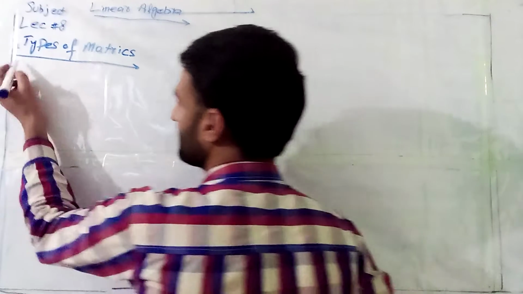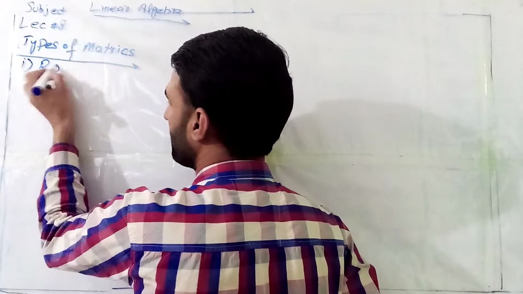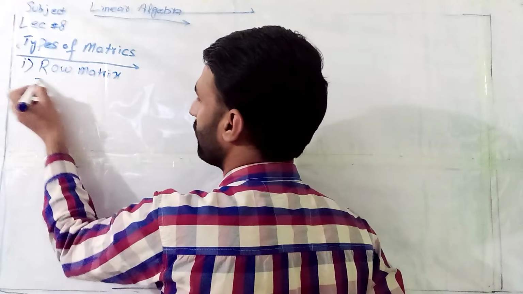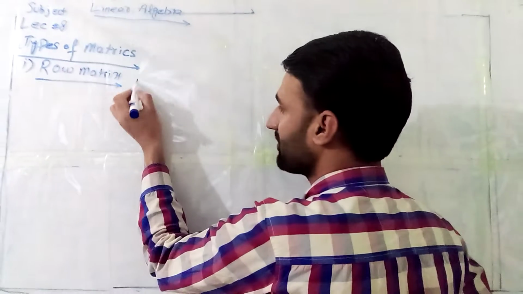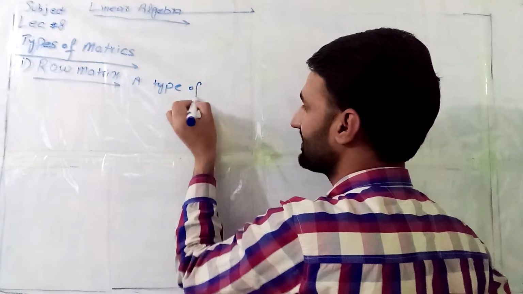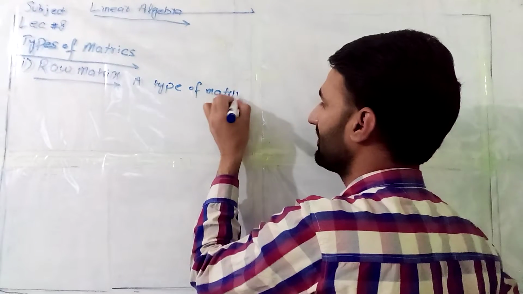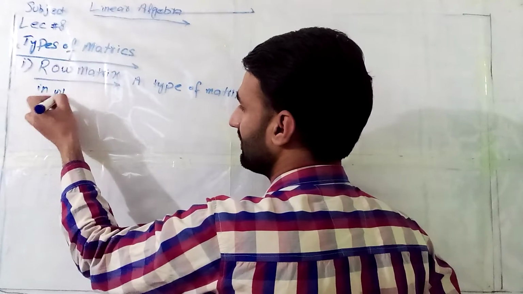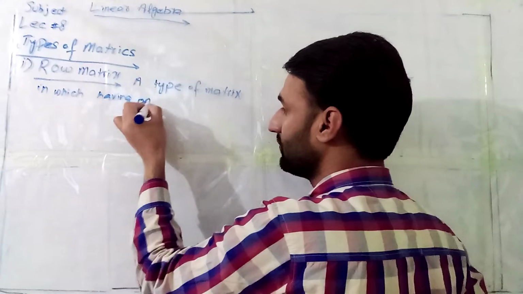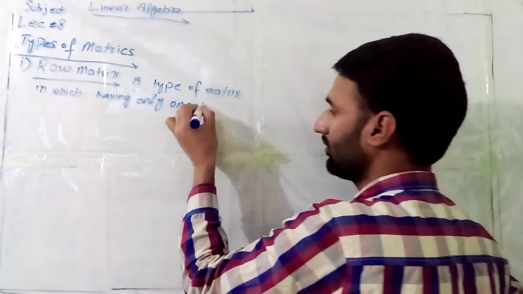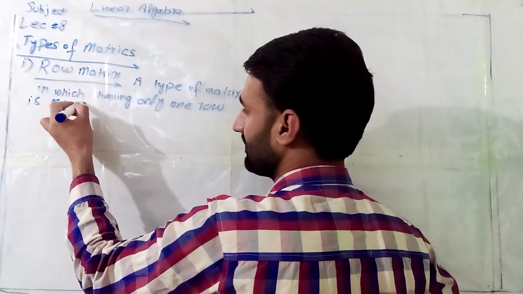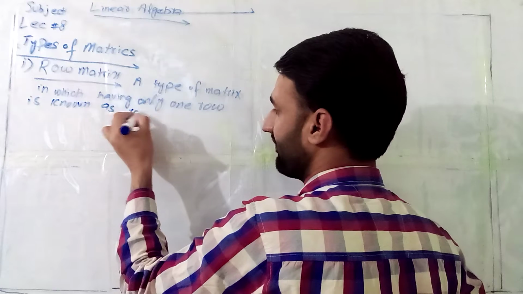The number one is the row matrix. Row matrix: a type of matrix having only one row is known as a row matrix.